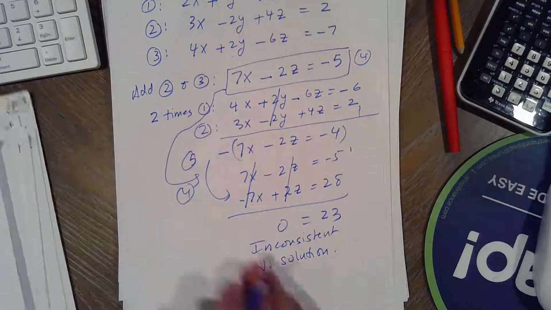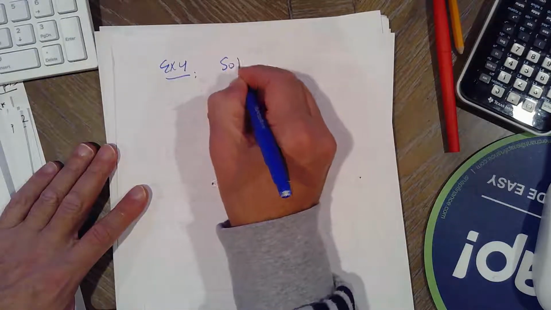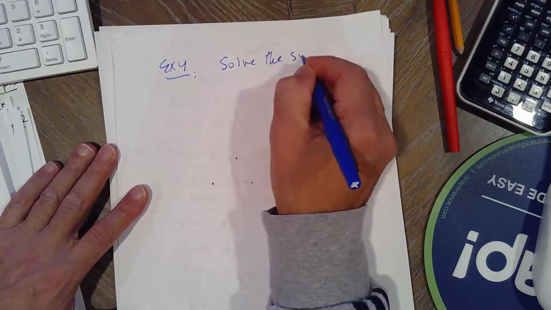So let's see a case where we have infinite solutions. Example 4. Solve the system.